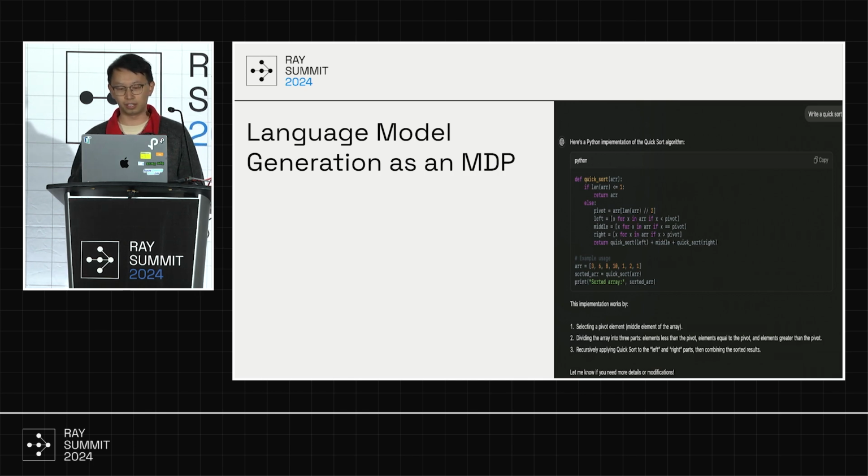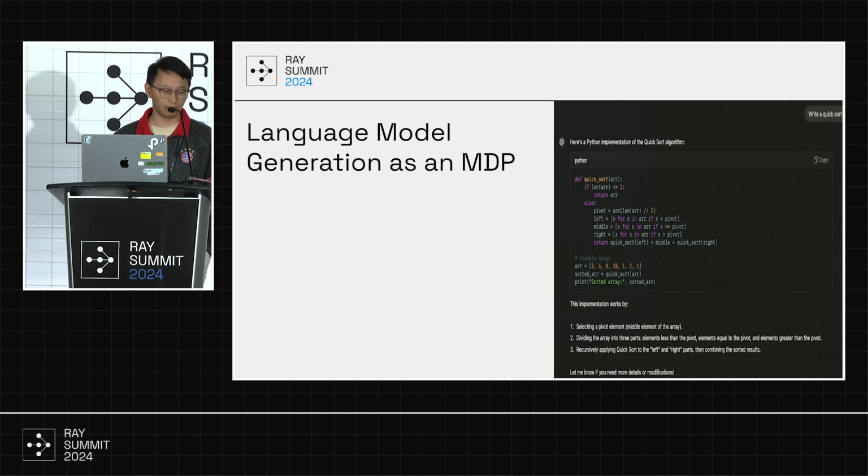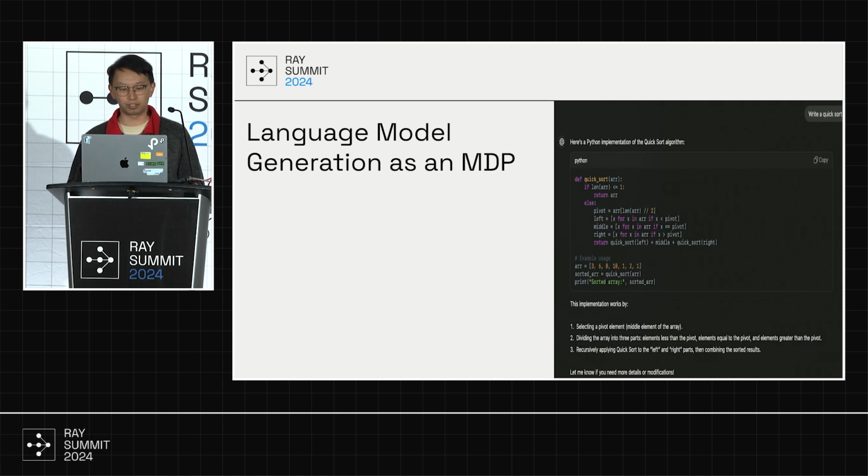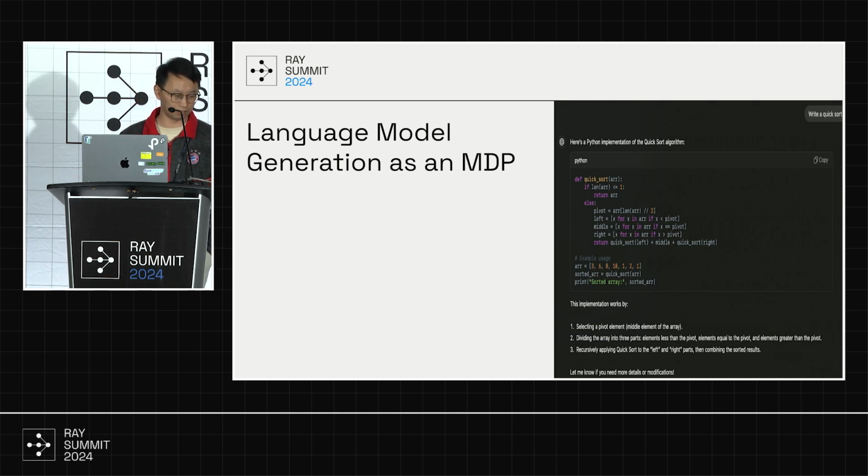So in order to talk about alignment, we have to talk about language model generation as an MDP. In order to use RL in language model generation, we have to model it as an MDP. So here's another example where I asked ChatGPT to write a quick sort, and here is its response. This language model generation is token by token, so it can actually be modeled as an MDP.